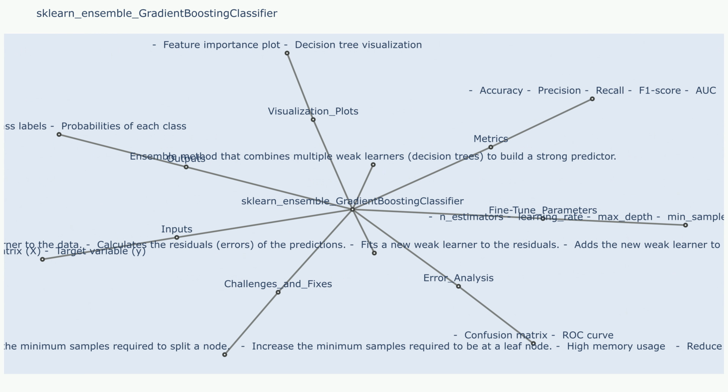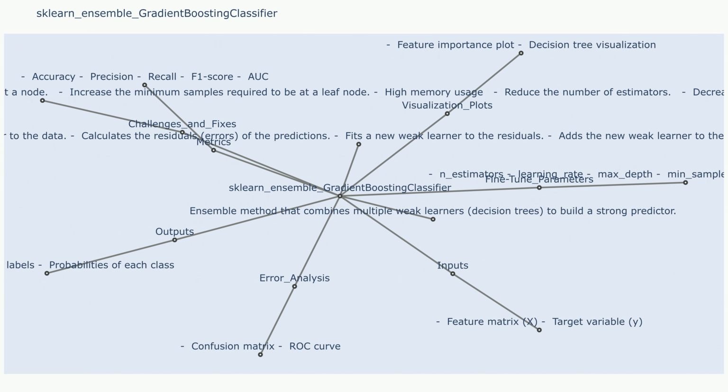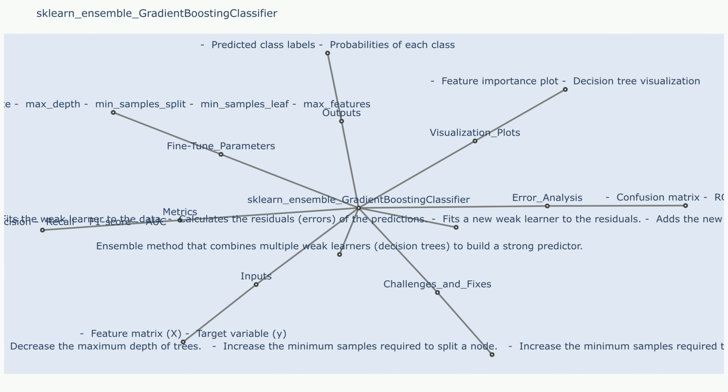Min-samples split: the minimum number of samples required to split a node. Larger values can prevent overfitting but may reduce accuracy. Min-samples leaf: the minimum number of samples required to be at a leaf node. Larger values can prevent overfitting but may reduce accuracy. Subsample: the fraction of samples used for training each tree. Values less than 1 can reduce overfitting and improve generalization.